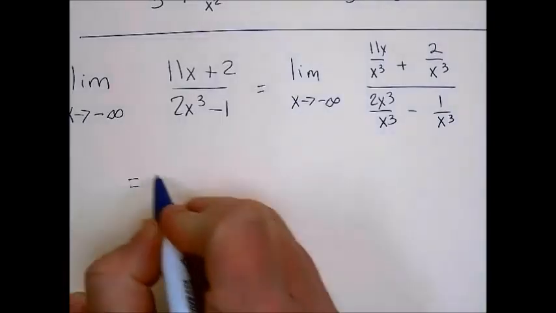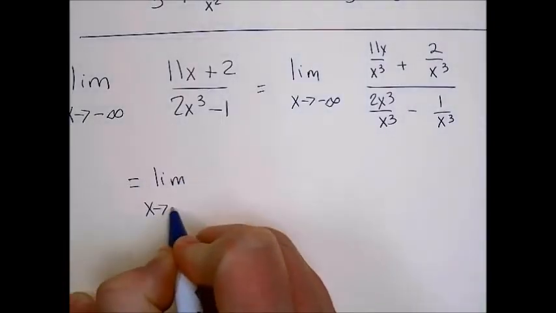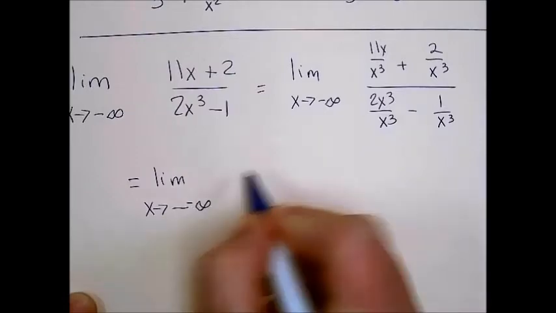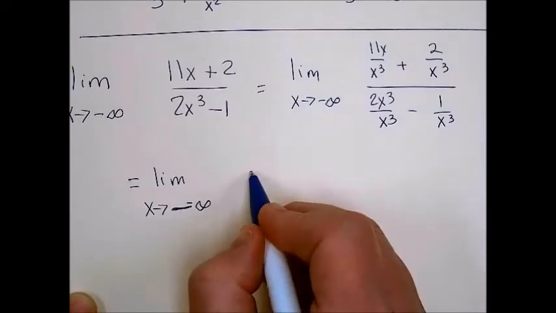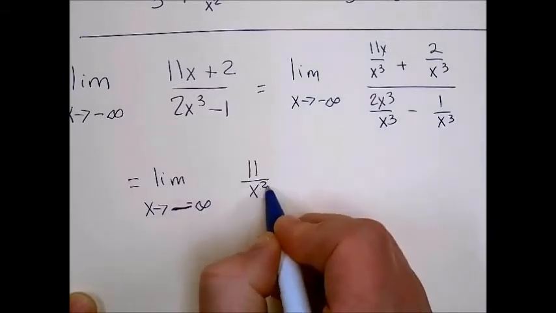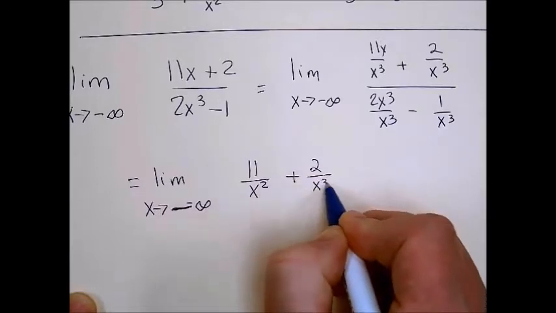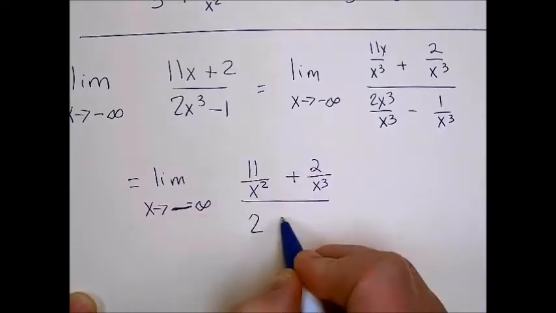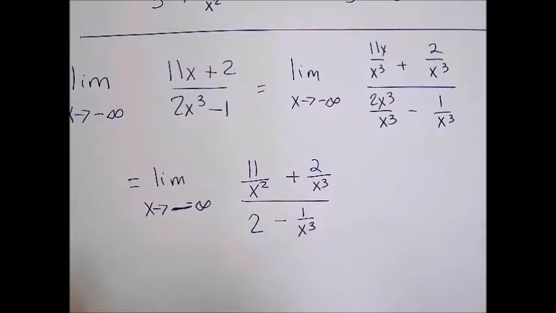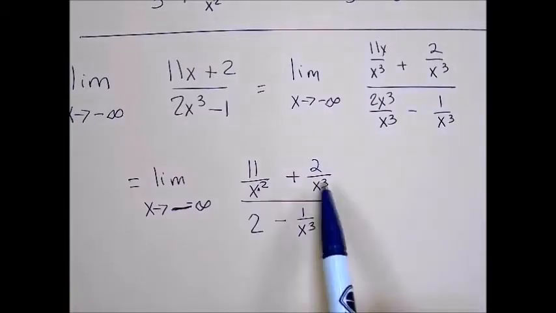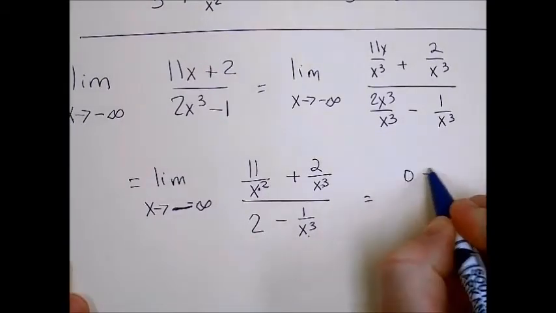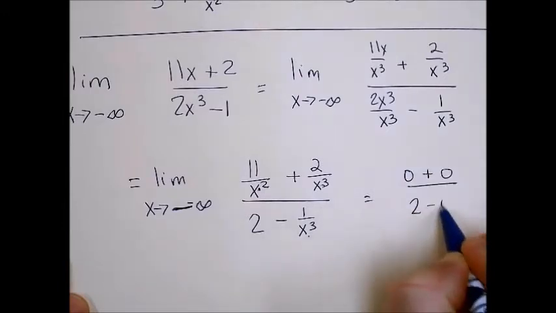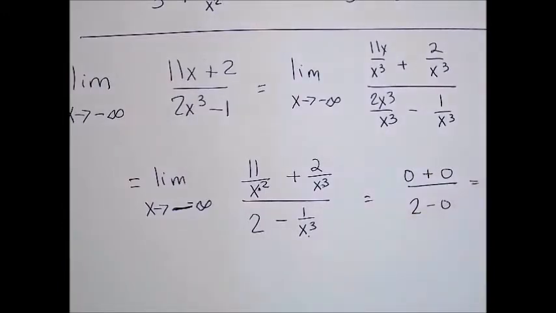So this is the limit as x approaches negative infinity of 11 over x squared plus 2 over x cubed, over 2 minus 1 over x cubed. These are all just versions of 1 over x. If infinity's on the bottom, it's going to go to 0. So this is 0 plus 0 over 2 minus 0, which has an answer of 0.